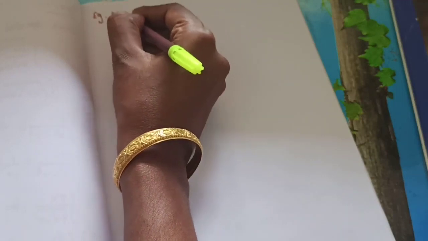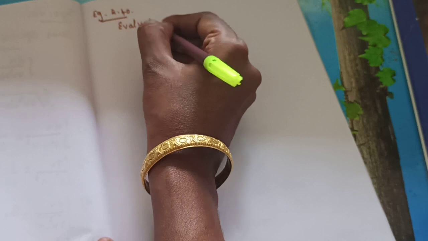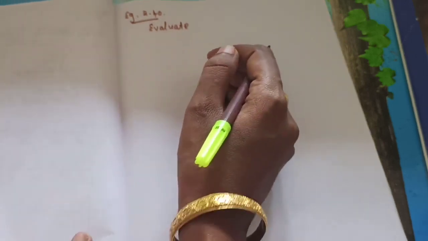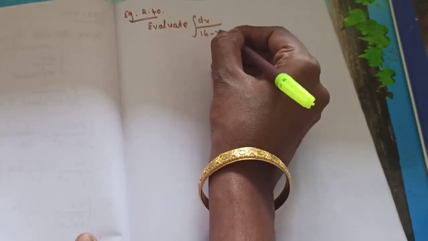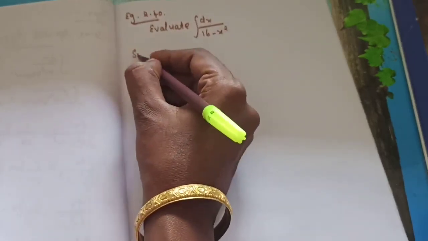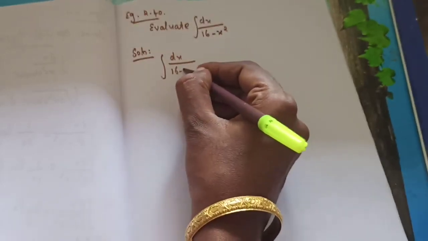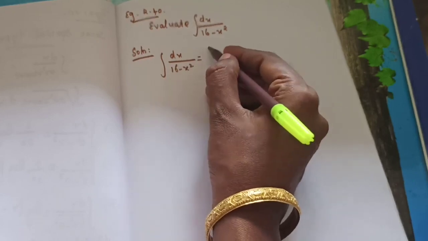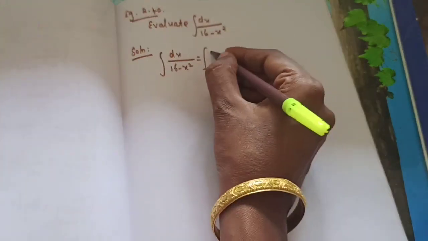Example 2.40. First question: evaluate integral of dx divided by 16 minus x square. Solution. Integral of dx divided by 16 minus x square is equal to, listen students, you know the formula for a square minus x square. We know the formula for x square minus a square. We know root of x square minus a square, root of x square plus a square. Is it right?